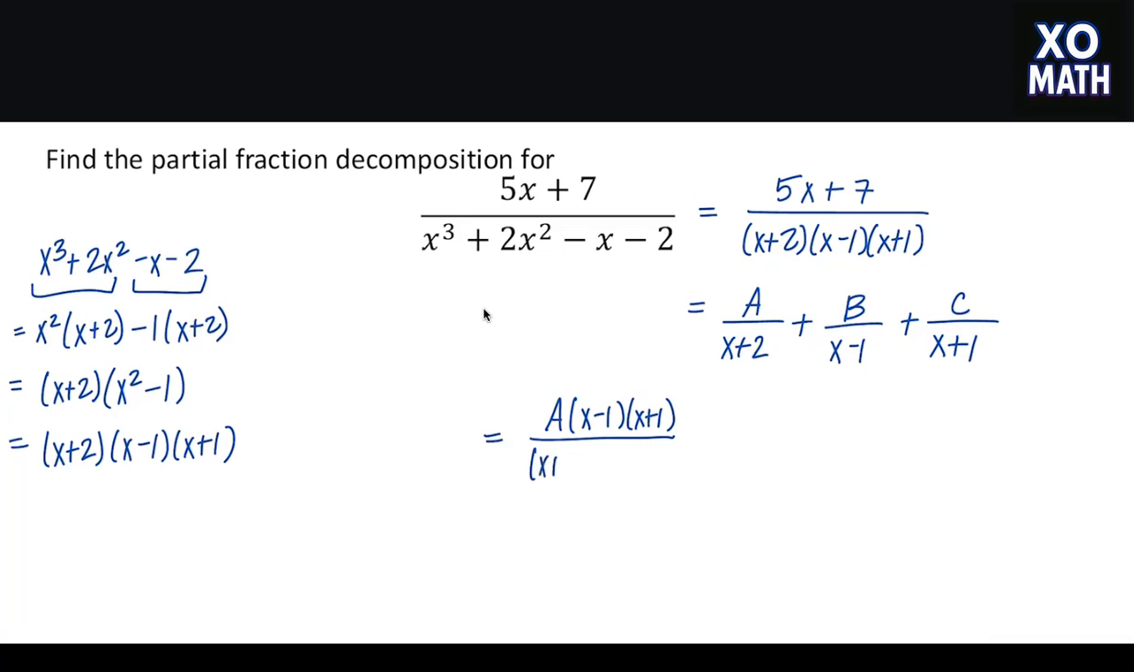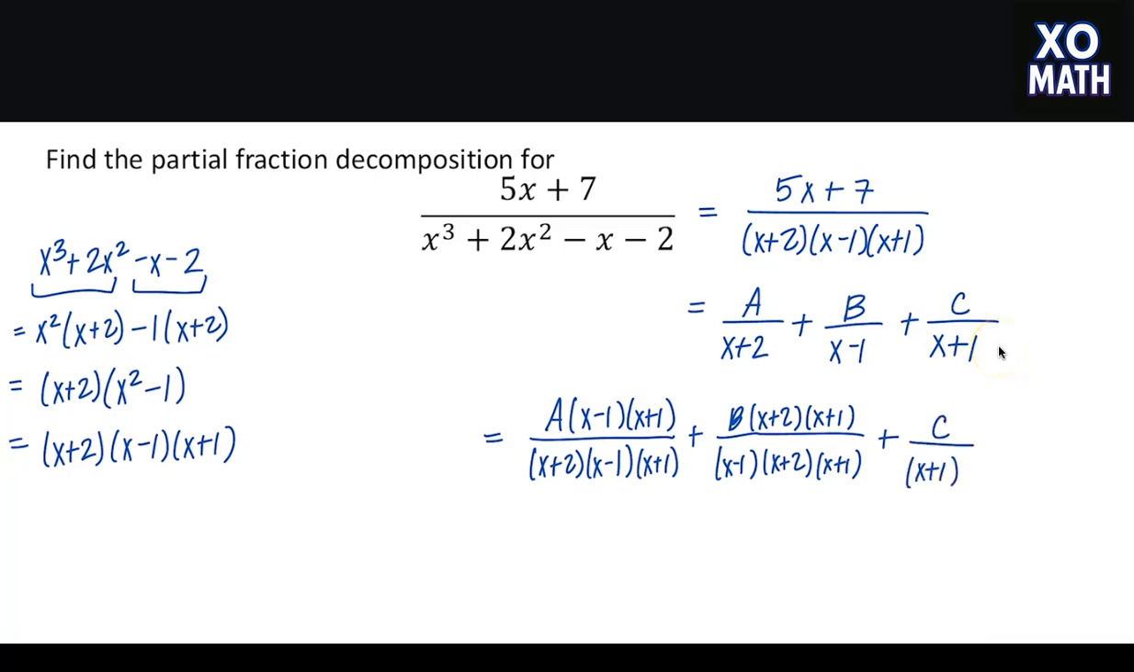Then we have our common denominator, all three of those factors. And then plus B over x minus 1. This one has x minus 1, but it's missing x plus 2 and x plus 1, so we're going to need x plus 2 and x plus 1 on the top and on the bottom. Plus, this last term has C over x plus 1 on the bottom. It's missing x plus 2 and x minus 1, so if they go on the bottom, they also have to go on the top.